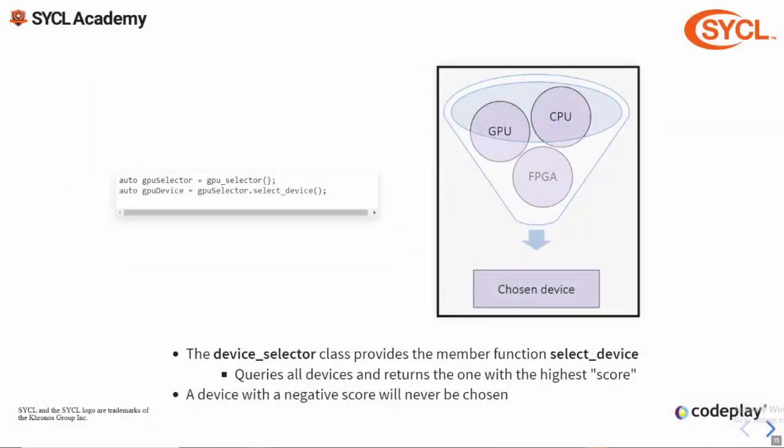The device selector class provides the member function selectDevice, which will traverse the topology for every available device, pass each of them through the device selector, obtaining a score for each, and then it will choose the device with the highest score. Any device with a negative score will never be chosen. Here we have an example of constructing a device selector and calling the selectDevice function to retrieve the resulting device object.